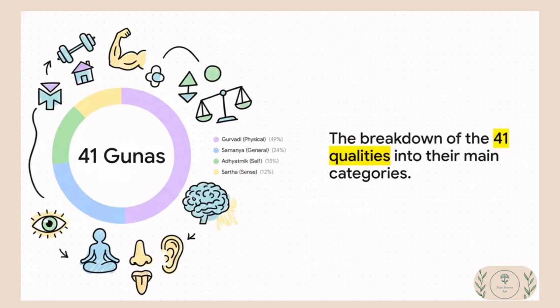Wow! So, let's put it all together. Our grand total of 41 gunas breaks down like this. You've got the 20 physical qualities, the 10 general principles, the 6 qualities of the self, and the 5 properties of our senses. When you put them all together, what you get is this incredibly complete map of reality, covering everything from the purely physical to the purely mental.